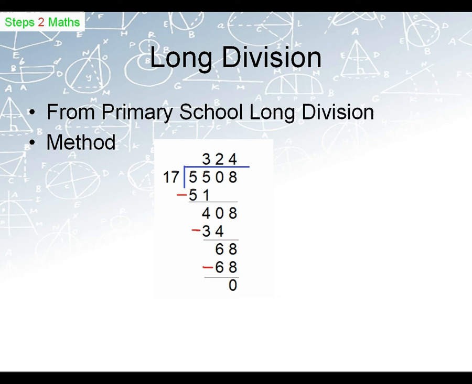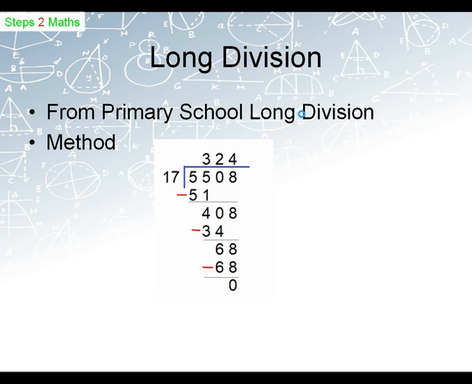We go step by step. We say, how many times does 17 go into 55? We find the remainder 4 and bring down the 0 and 8. We ask, how many times does 17 go into 40? We find the remainder 6 and bring down the 8. We ask, how many times does 17 go into 68? We find there's no remainder, meaning that the number goes in evenly 324 times.